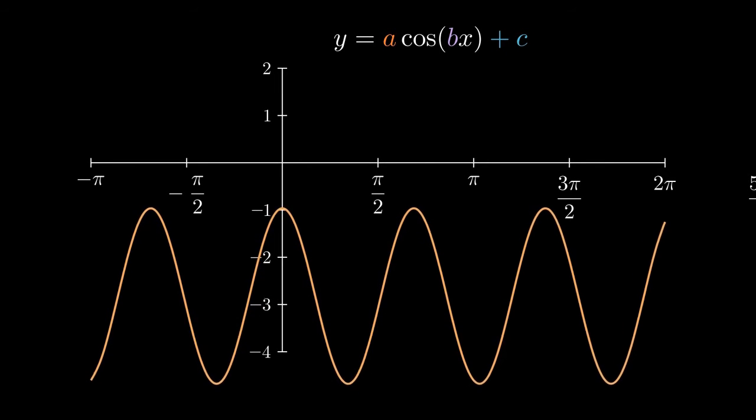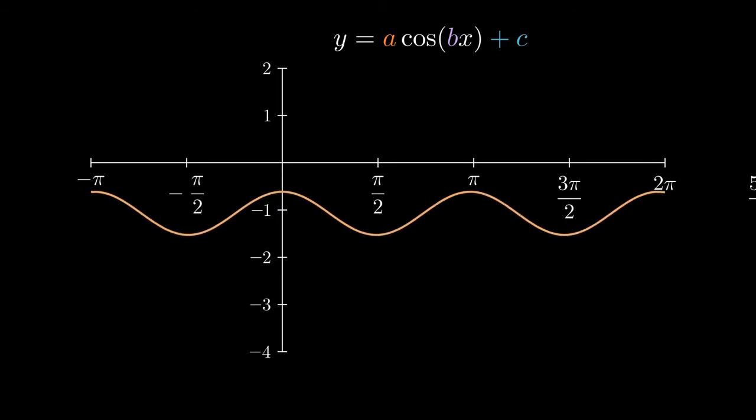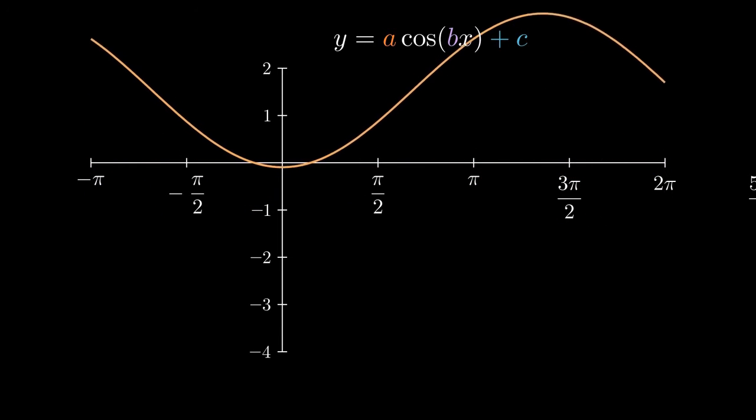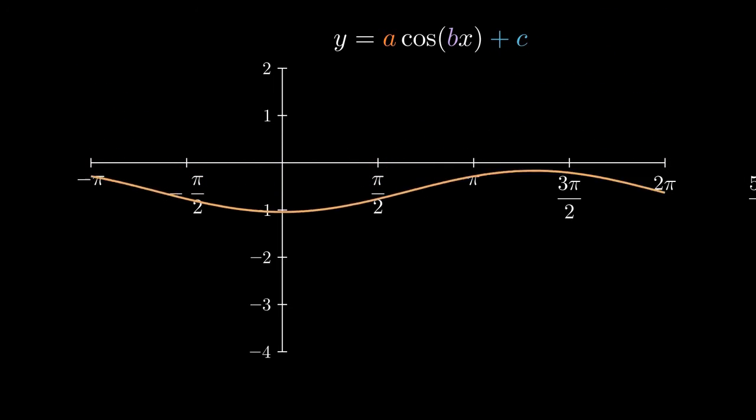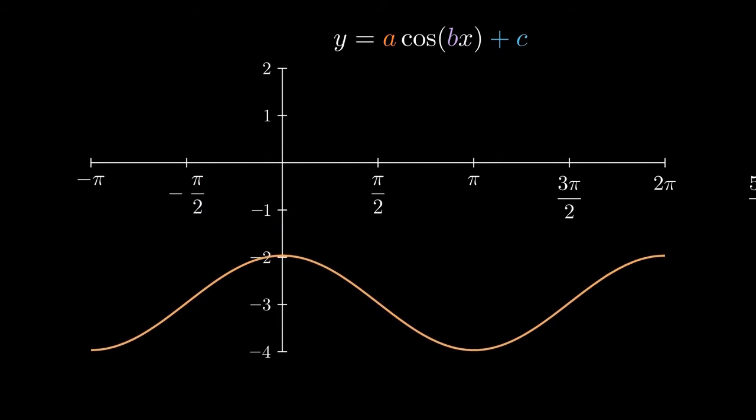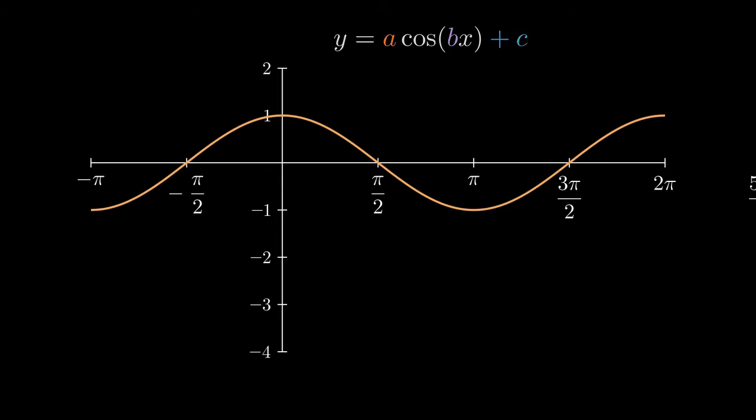Okay, so here's a cosine, and this is what happens when we change all the parameters at the same time, a, b, and c. Now what we need to do is look at changing one at a time, and I think the easiest one to start with is the c.